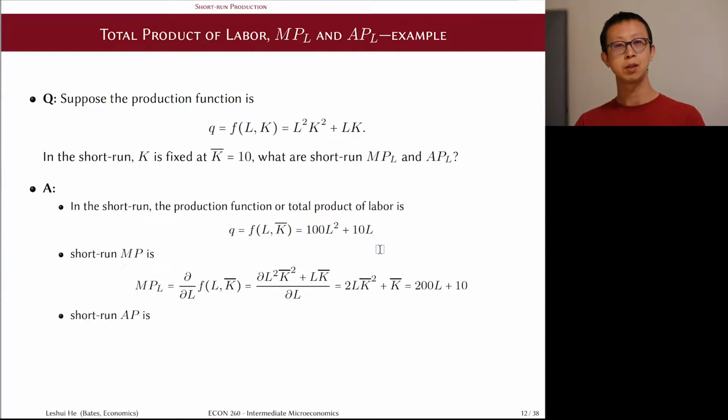Well, to calculate the marginal product of labor, we just take the derivative of the total product of labor, which is the production function, with respect to labor. And with K fixed at 10, the result is just 200L plus 10. We can also calculate the average product of labor. How do we do that? Can you pause the video and give that a try as well?